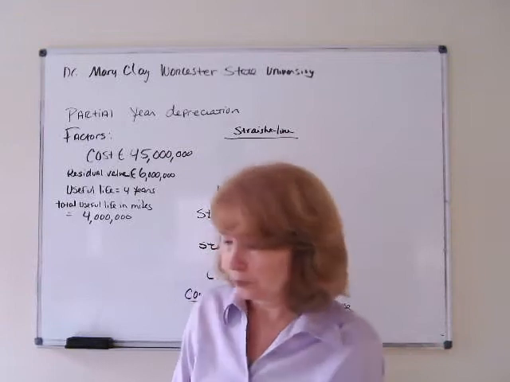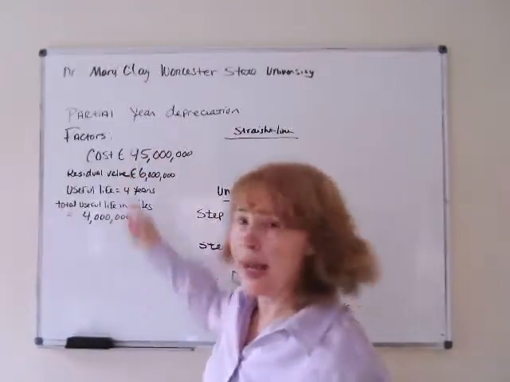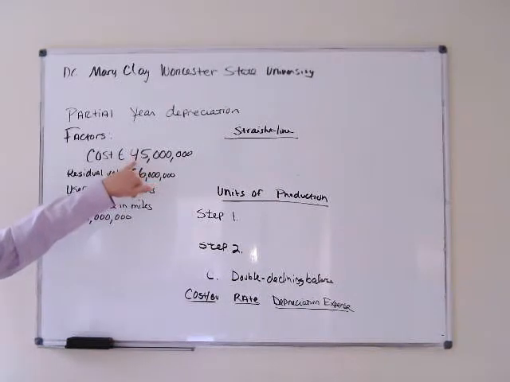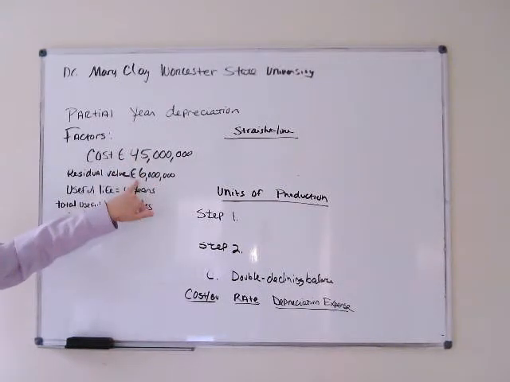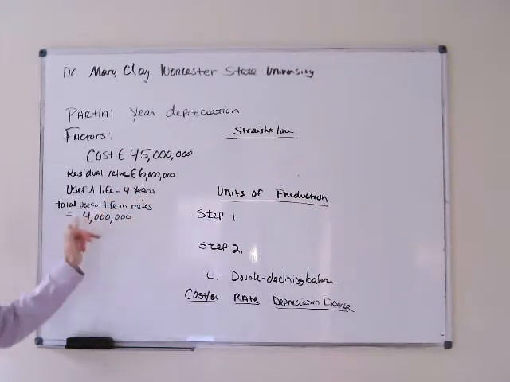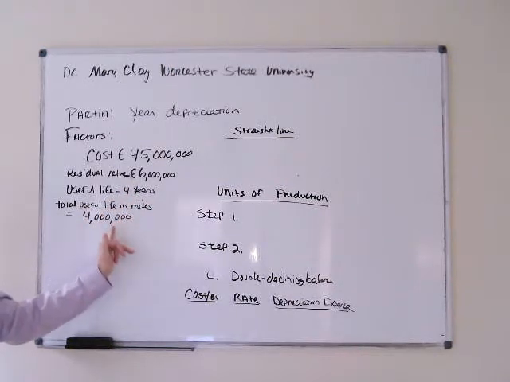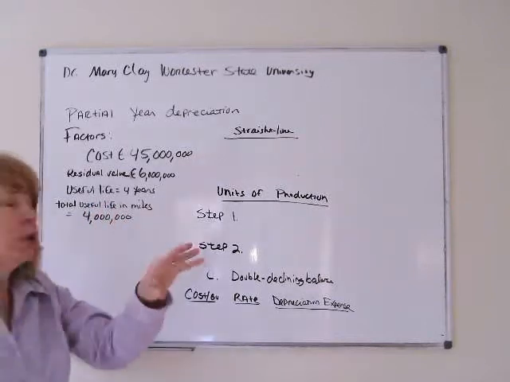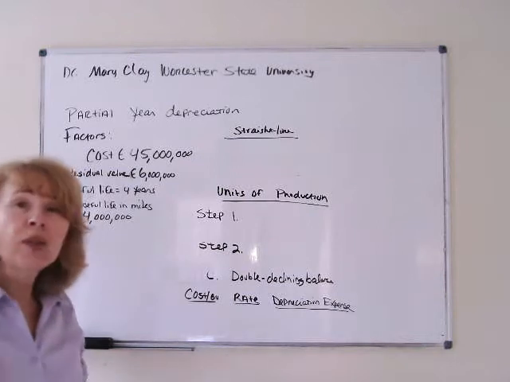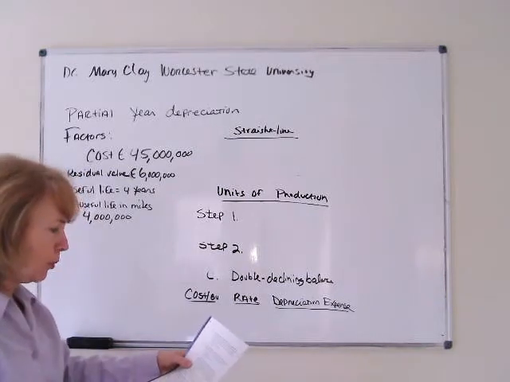Let's break it down. Over to the side is where I have all the factors. The cost is 45 million. The residual value is 6 million. Useful life is 4 years. The total useful life in miles is 4 million. Do the same when you're working on these problems. Write down the particulars. All right, so now in red, I'm going to do the problem.